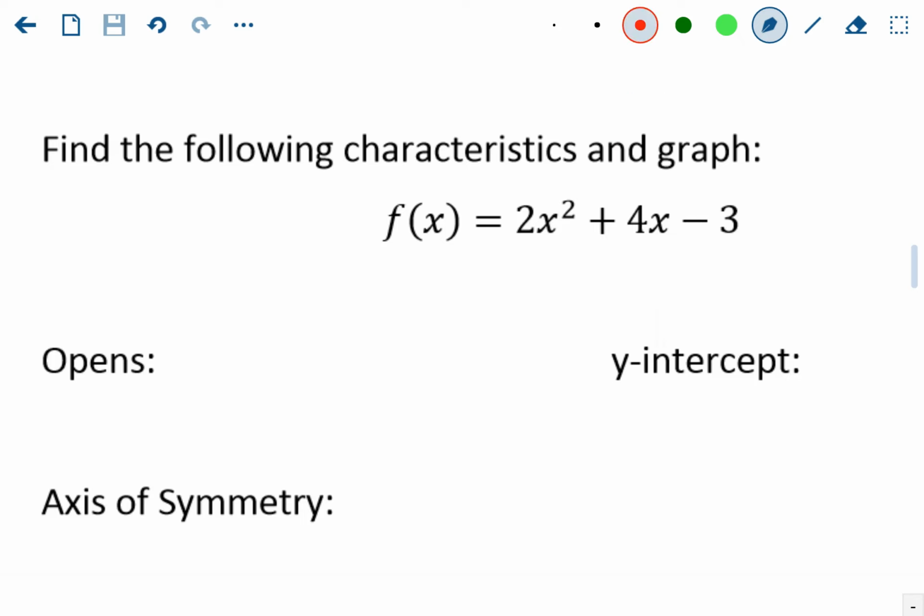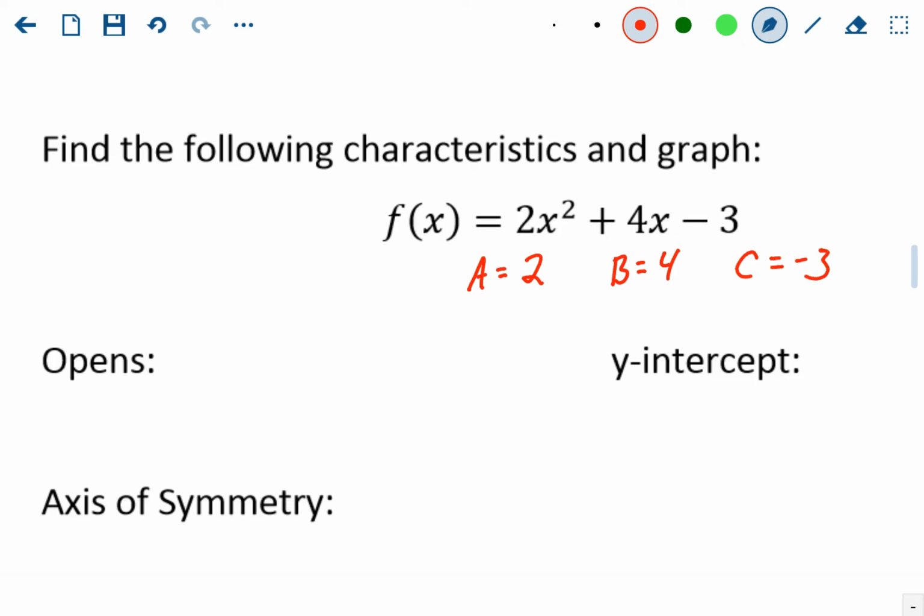The first thing I like to do is identify a, b, and c, because standard form quadratic is ax squared plus bx plus c. So a is always in front of x squared. So a in this problem is 2. B is always in front of x, so b is 4. And then c is always the constant, in this case negative 3.